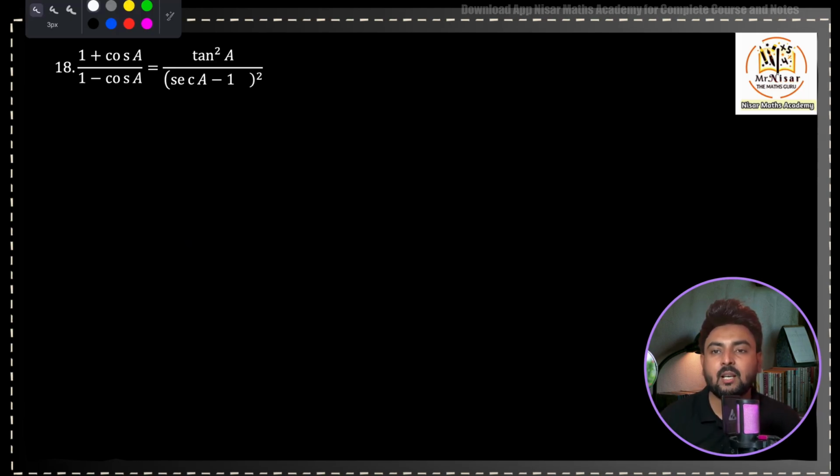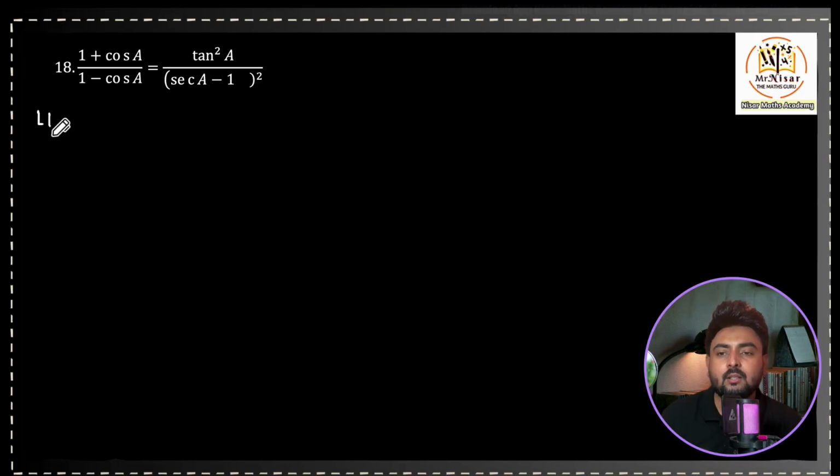So the next question we have is 1 plus cos A upon 1 minus cos A is equal to tan square A upon sec A minus 1 whole square. Now this question can be solved in two ways. First I'll explain you the first way. See children, when you see this question, here it is given cos and in the RHS we want sec. So here I can understand one thing, that I should convert this cos into sec. And is there any way that I can convert cos into sec? Yes, we know that. I'll take the left hand side as 1 plus cos A upon 1 minus cos A.